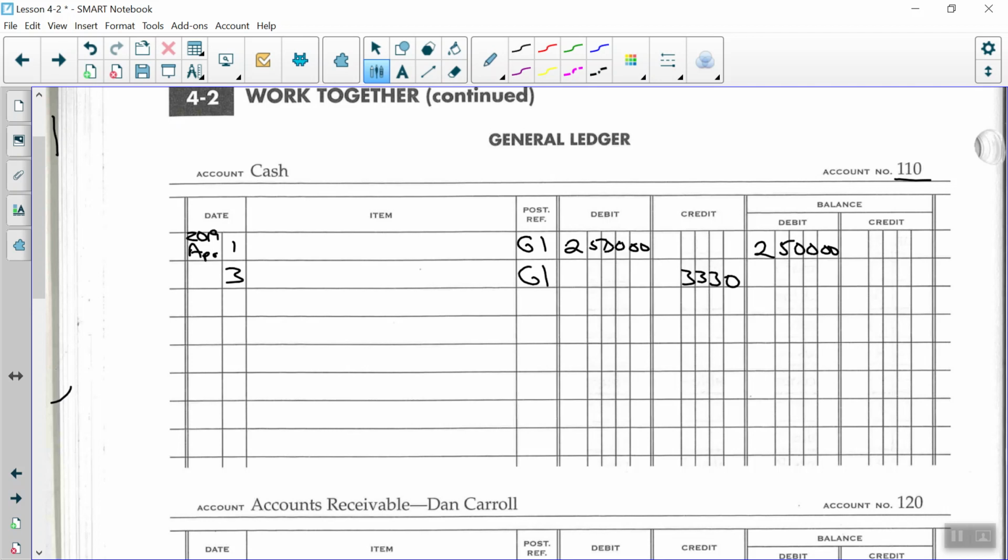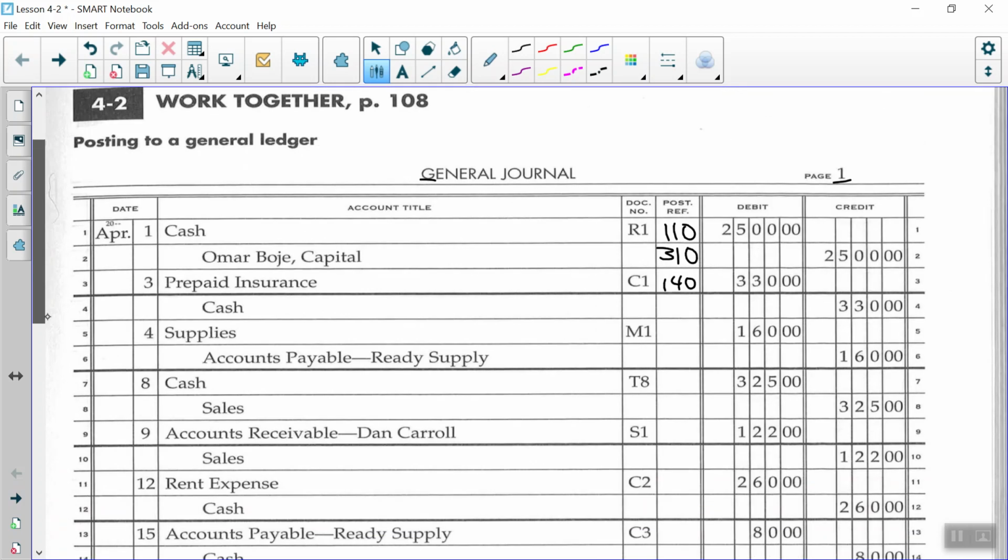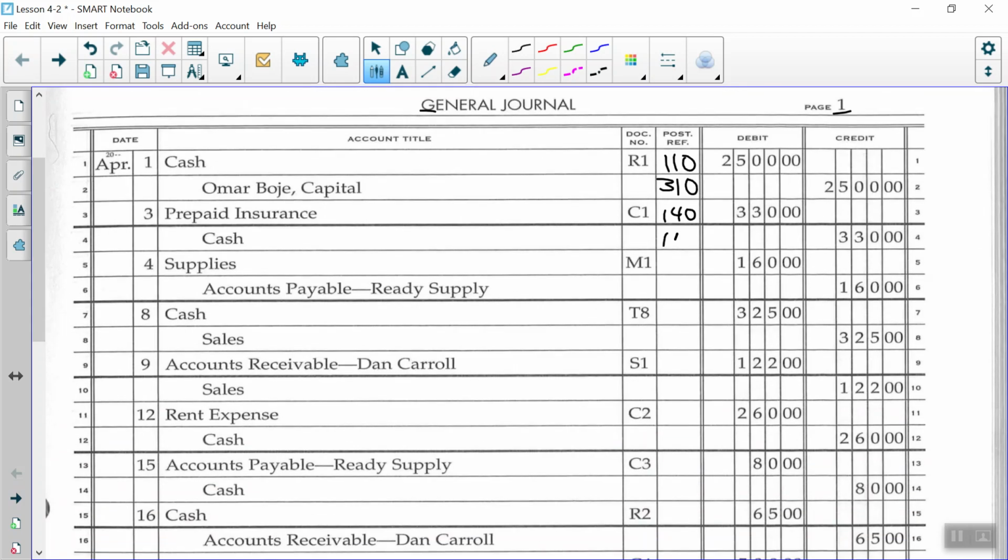It's not the same normal balance. We credited and a debit. So we have to subtract the balance, $2,500 minus $330. Okay? That is $2,170. Cash has a normal debit balance, so the balance still goes in the debit side. Okay? So now we're getting a running balance going. Questions? Okay. So then we come back to our cash line here on the third and put 110.